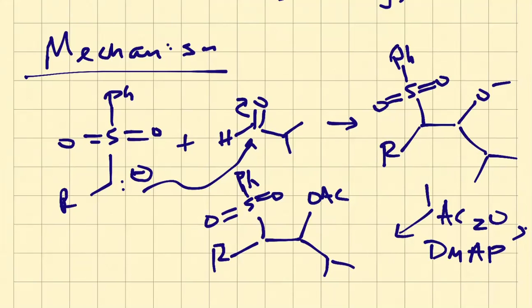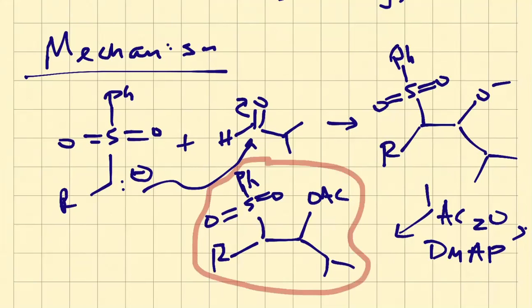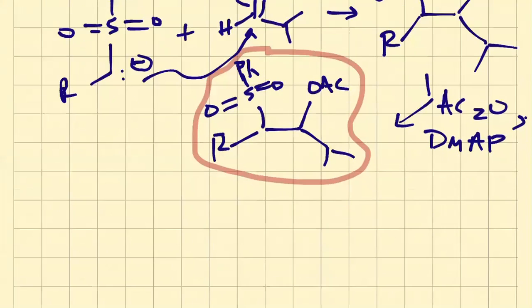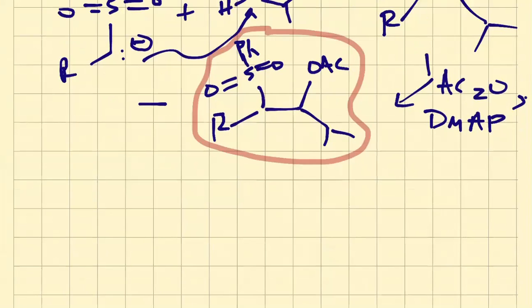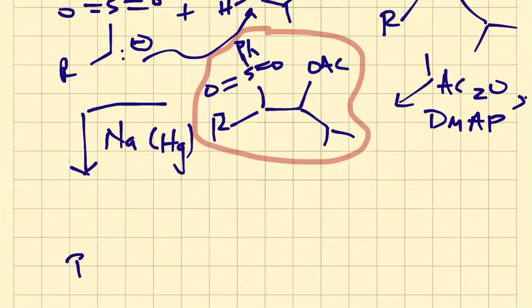So when you treat this intermediate right here with that sodium amalgam, it generates a carbanion on the carbon where your sulfone is. The sodium amalgam is used to remove that sulfone. Hopefully you can follow my crazy arrows. When you treat that with the sodium amalgam, you end up here.